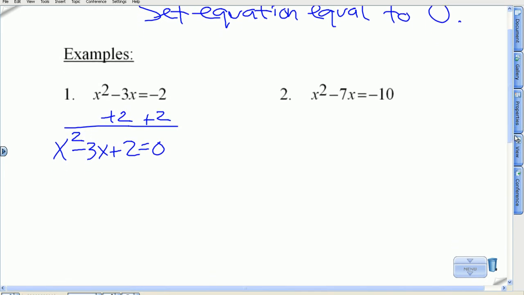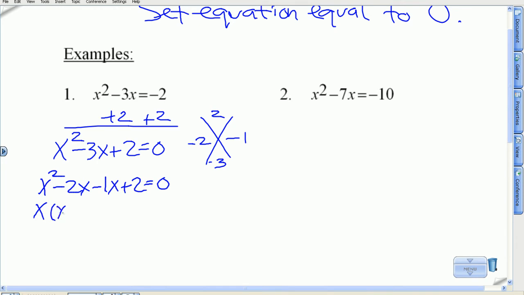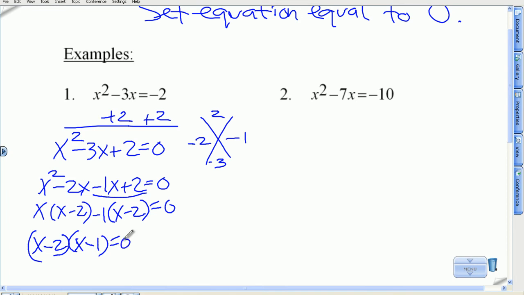Now, I'm going to take my puzzle. I'm looking for factors of 2 that add to be negative 3. That's negative 2 and negative 1. So I get x squared minus 2x minus 1x plus 2 equals 0. I'll take an x out of the first term. I want x minus 2 in the parentheses when I factor the last two terms, so I'm going to take a negative 1 out. So I'm left with x minus 2 times x minus 1 equals 0. I can now FOIL these two terms back together to check my work.